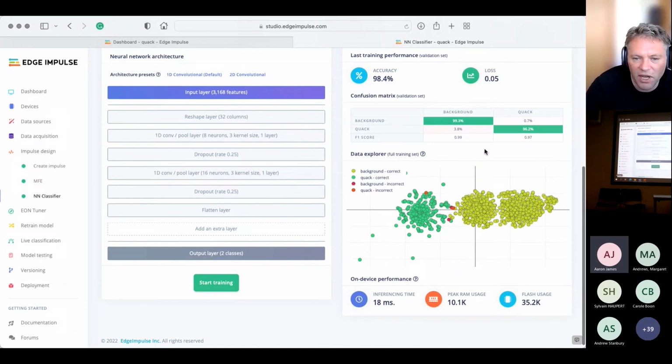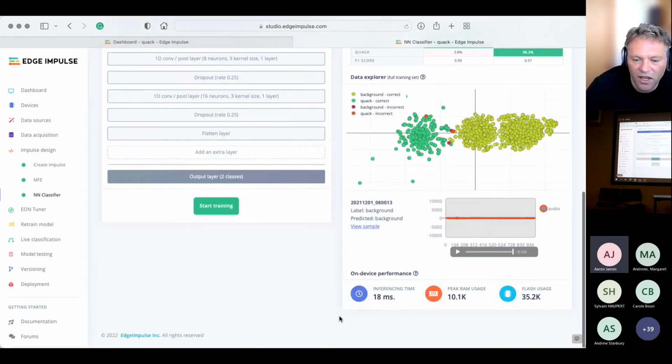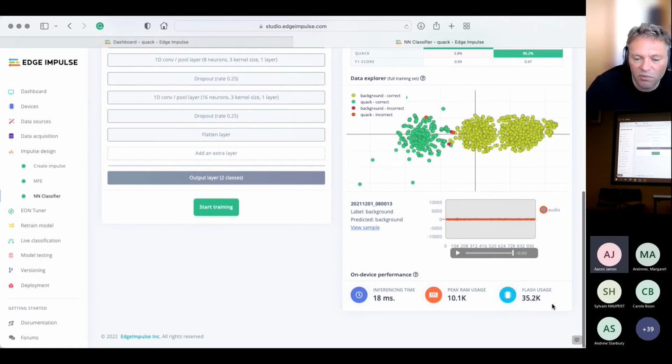You can see what we've got here: a little confusion matrix telling us how good our classifier is, and we're at about 96%. You can see some of these confused bits in here, and we can go in and listen to some of them. A lot of these errors are due to misclassification, so we haven't spent a lot of time curating this data set. But at the bottom, we can see that this is a really tiny model. It uses 10 kilobytes of RAM and 35 kilobytes of storage, so it's very easy to run on an AudioMoth.